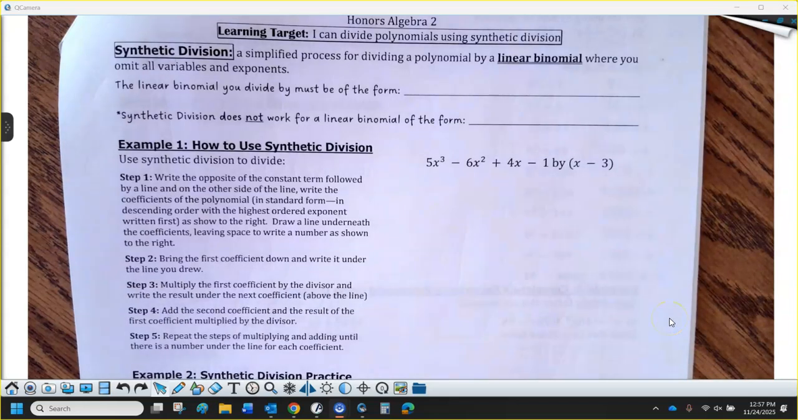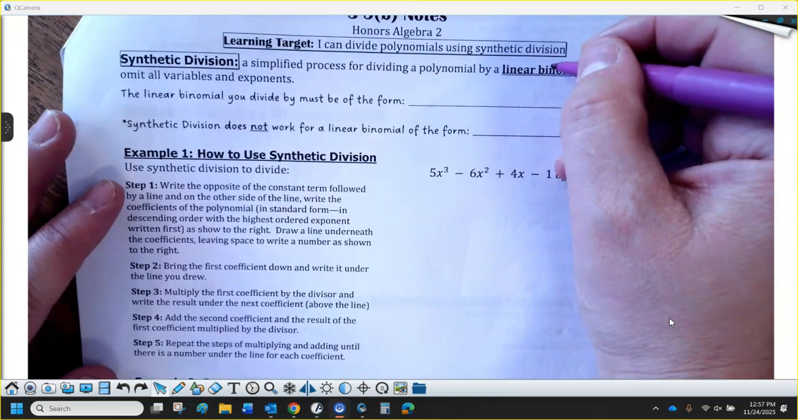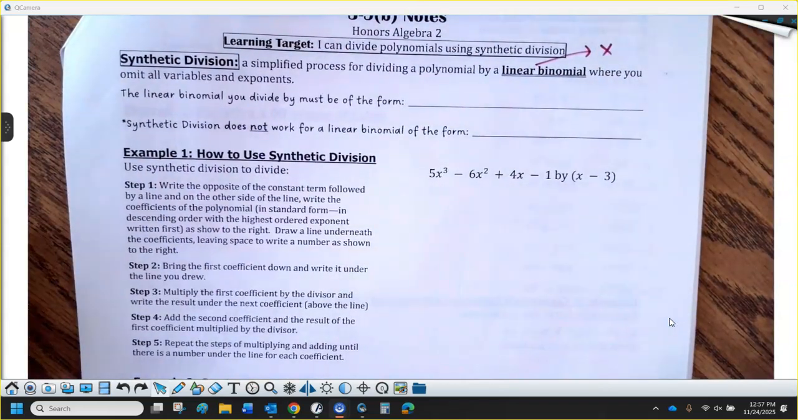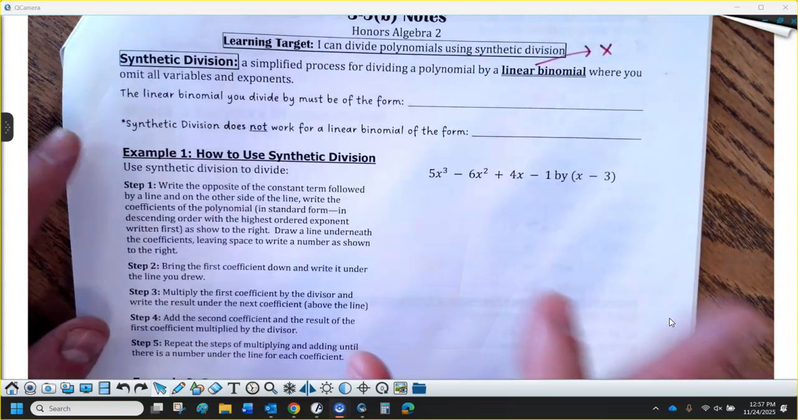The polynomial division by a linear binomial. Okay, linear means x, right? And binomial just means two terms. So I'm just going to give you a couple examples.